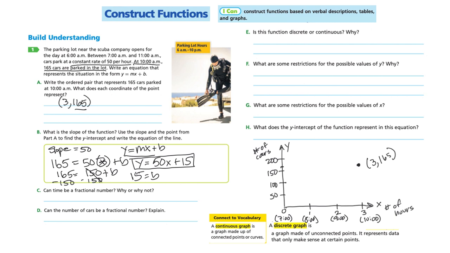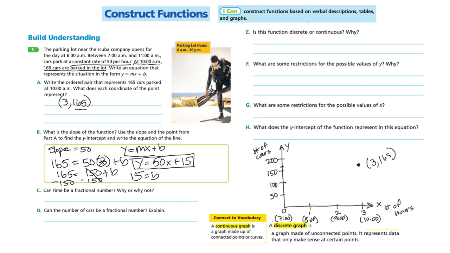5 o'clock how many cars would be in the lot or whatever. If it keeps going, they say 7 to 11. But let's say I wanted to know at 11 a.m., I could switch the x for 4, and then I'd have the answer to that question. C, can time be a fractional number?